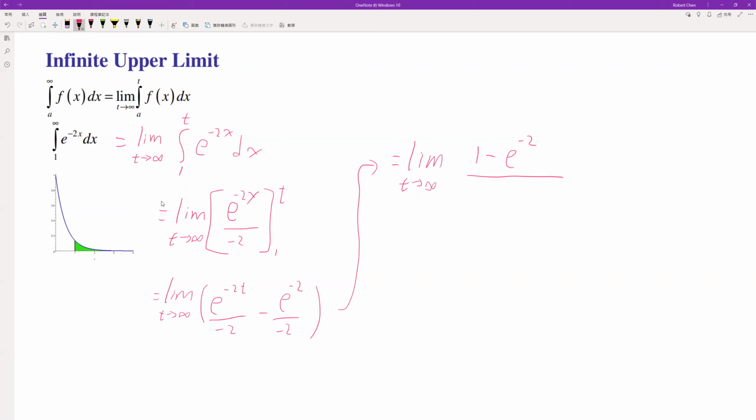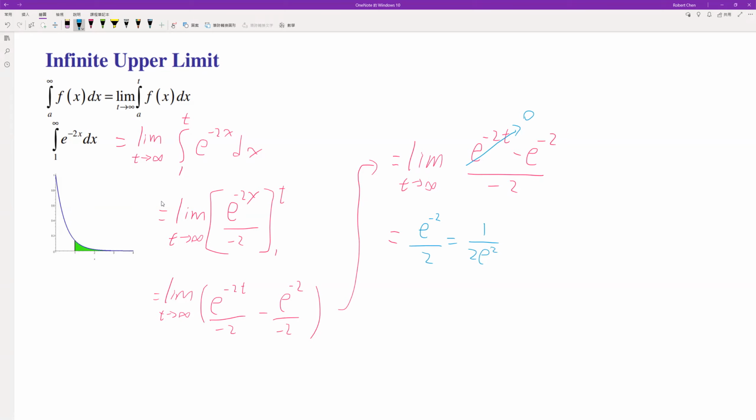Oops. No, that's not right. All right, so that's going to be e to the negative 2t minus e to the negative 2 over negative 2. All right, and let's see, if you take t approaches infinity, that means this term right here will go to 0, right? Because that's 1 over infinity, so that goes to 0. So we are left with e to the negative 2 over negative 2, which is e to the negative 2 over 2, or 1 over 2 e squared.